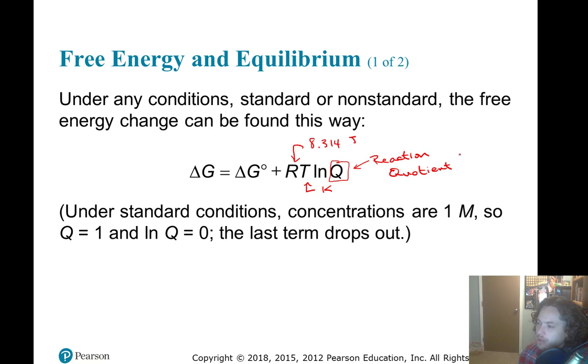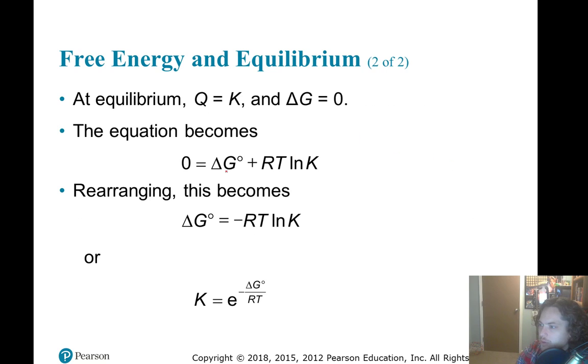Now the interesting thing here, they put this in parentheses, is that when we're at standard conditions, all the concentrations are 1, so our Q is always equal to 1. It doesn't matter if they're squares or cubes or anything. Everything is 1 because under standard conditions, concentrations are automatically 1 molar. So Q is 1, and the natural log of 1 is just 0. So this whole term becomes 0 and goes away. That's why this formula explains that part of it.